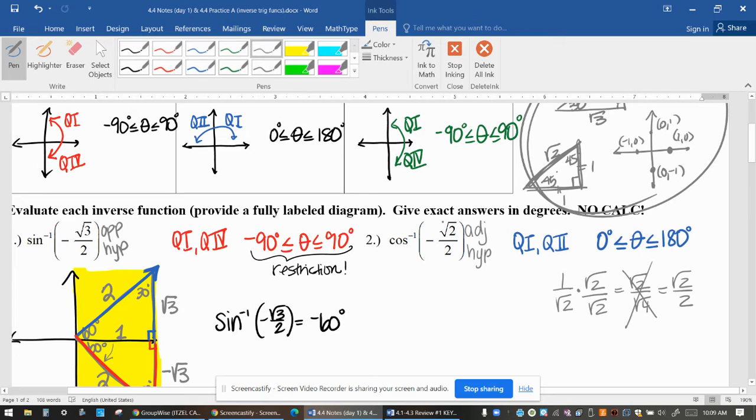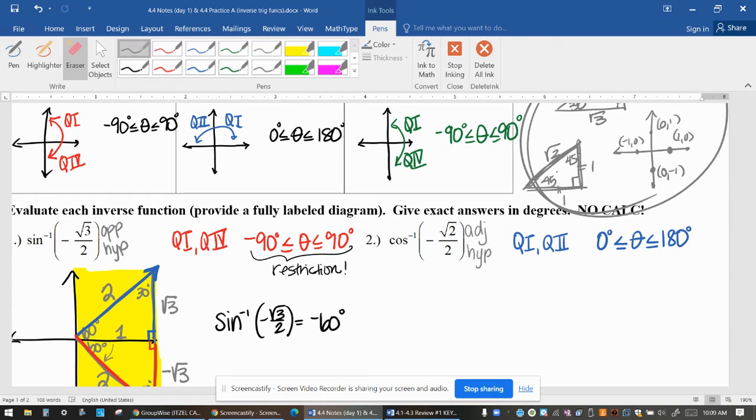So we know that the reference angle is 45 degrees, okay? That's just the reference angle. Now let's worry about the negatives and all that stuff.